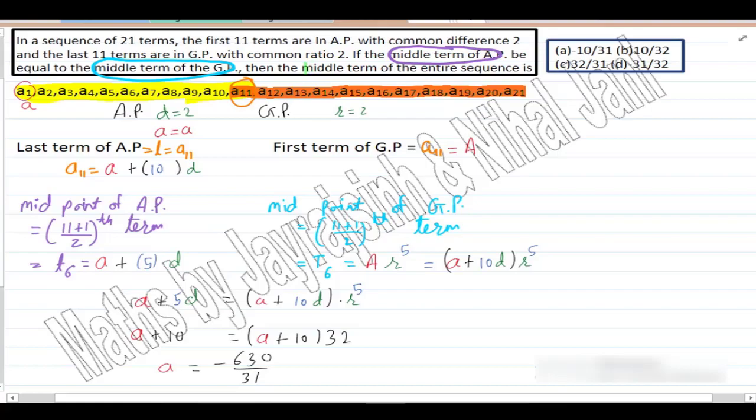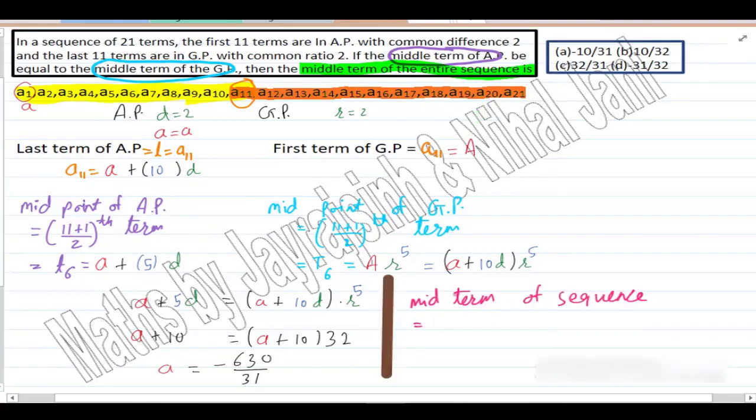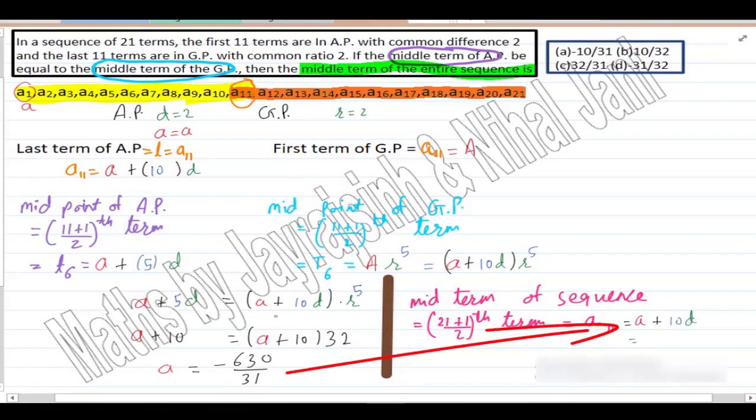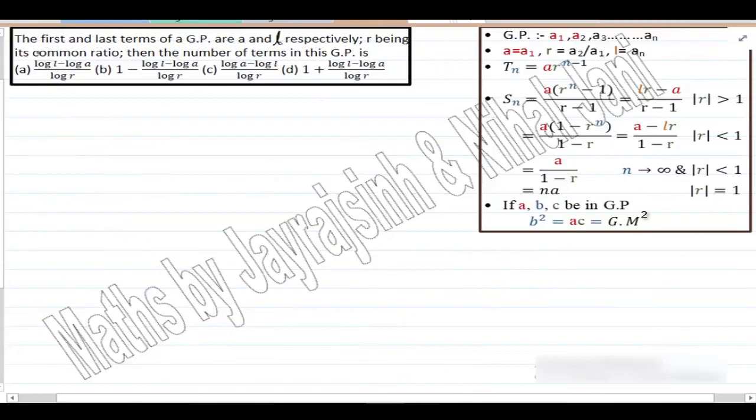But don't forget the question. We have to find the middle term of the entire sequence. The middle term of the entire sequence will be, we have 21 terms, so the 21 plus 1 by 2th term will be our middle term, or we can say A11 is your middle term, right? And we know that A11 is a plus 10d. Put the value of a and d, you will get minus 10 by 31 as your final answer. Tada! Option A is your answer. Let's move to the next question.